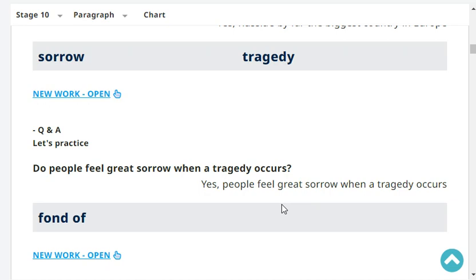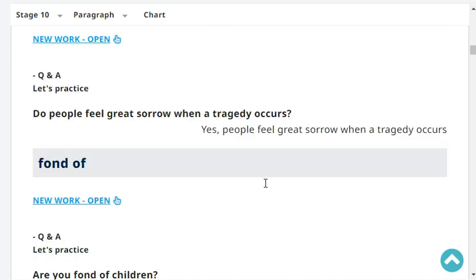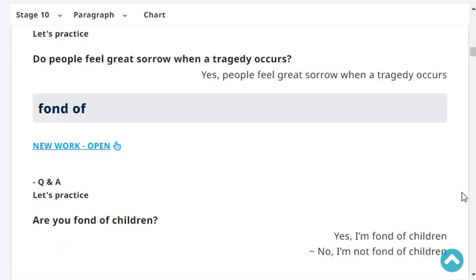Do people feel great sorrow when a tragedy occurs? Yes. People feel great sorrow when a tragedy occurs. Very good.